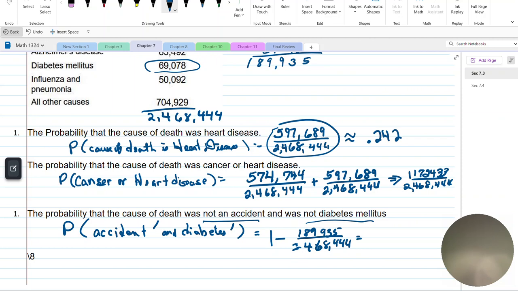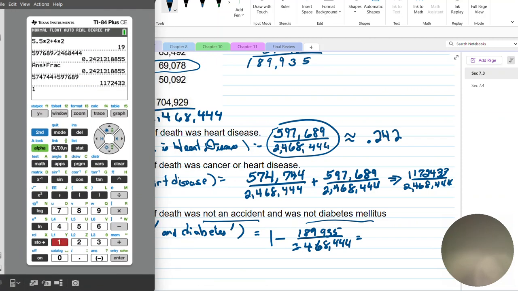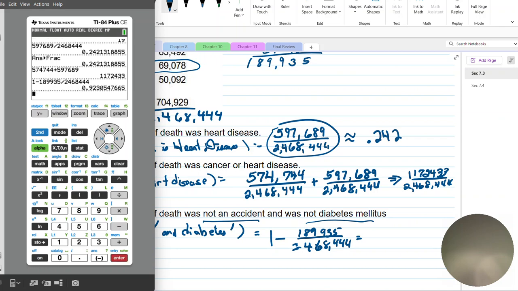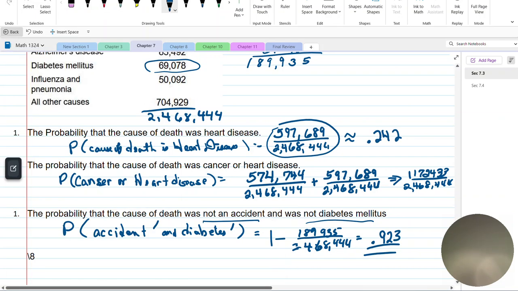I would subtract it. 1 minus 189,935 divided by 2,468,444. Oops, it should have been divided. There you go. So it's approximately 0.923. And that's what we're going to leave it at as a decimal.